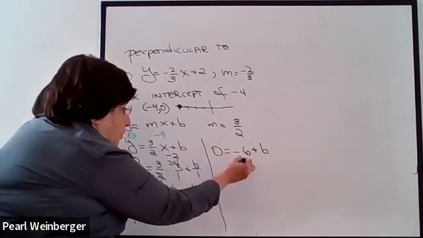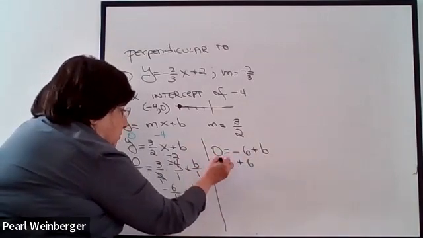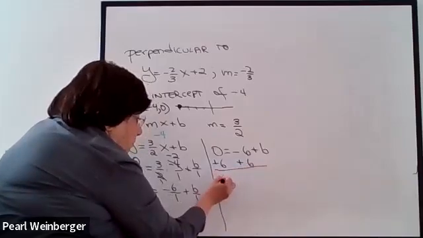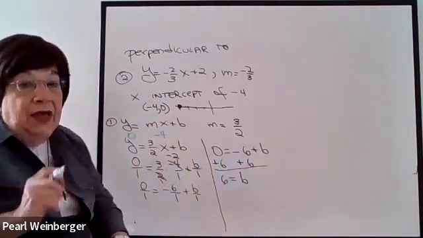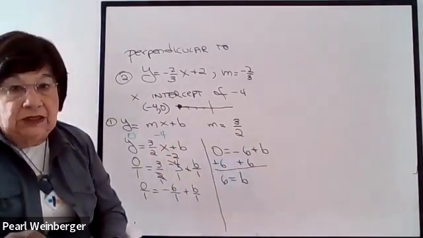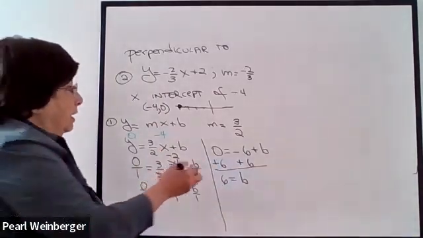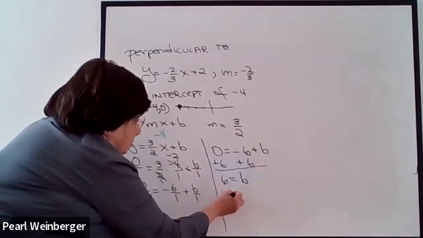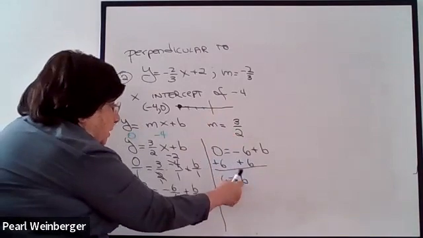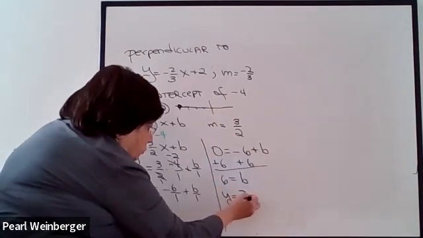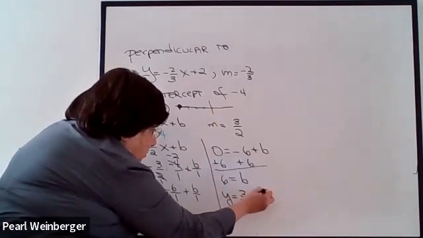And of course, to get what the b is, I'm going to add 6 to both sides. Which means my b, my y-intercept, turned out to be 6. And my equation then is y equals, here's my slope, here's my b, 3 over 2 x plus 6.